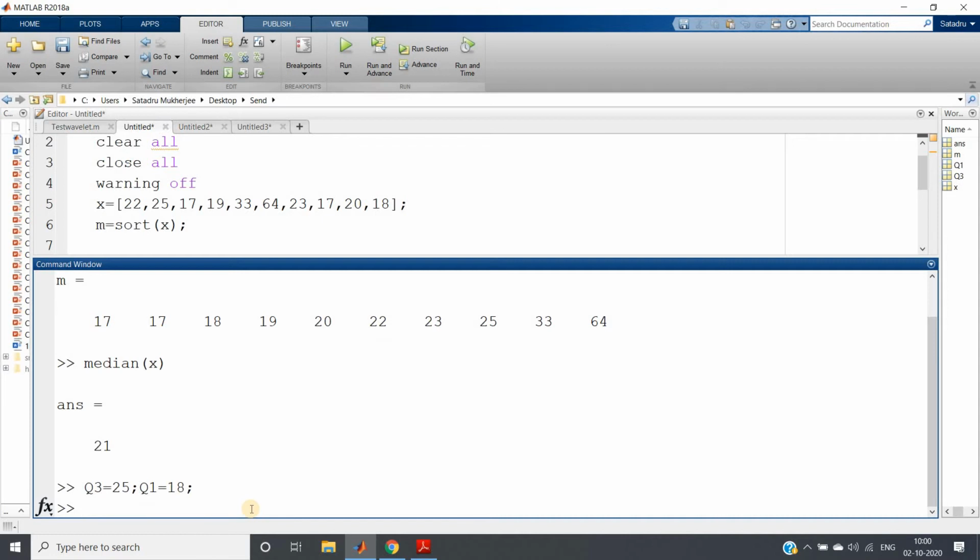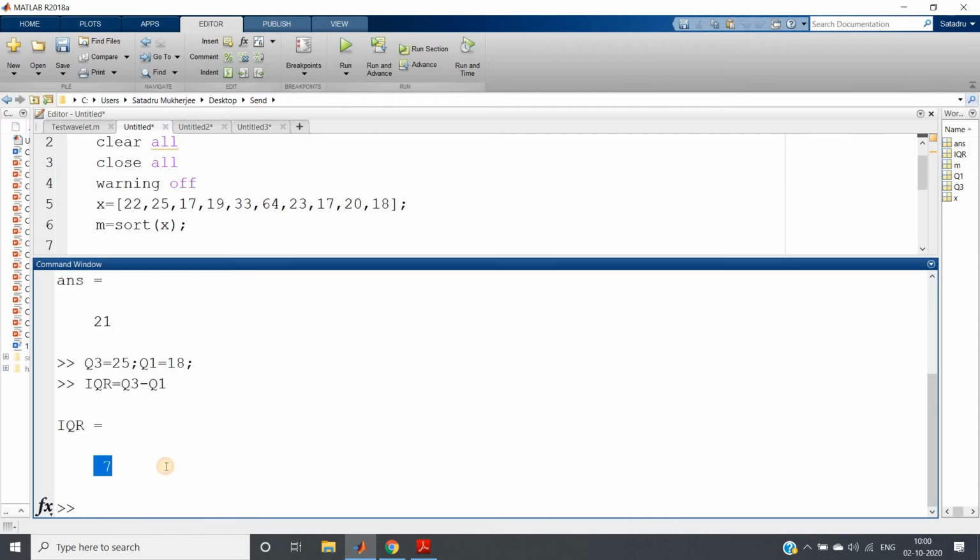What we got, right? So what will be the IQR? IQR, interquartile range, will be Q3 minus Q1, which is basically 7 in this case. Okay, now how to consider outliers? A positive outlier present in our data set should be greater than Q3 plus 1.5 into IQR. Okay, right? So we can give logical indexing here. Our data set is x greater than this. So if any value of x is greater than this particular calculated value, that will be considered a positive outlier.